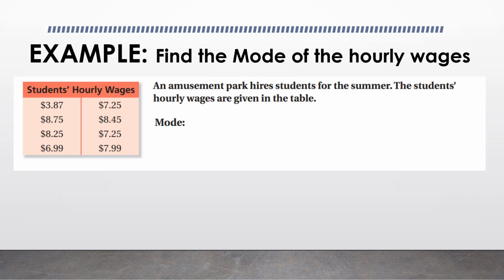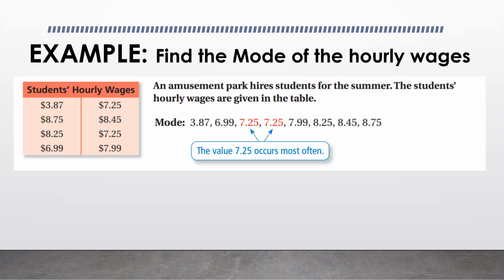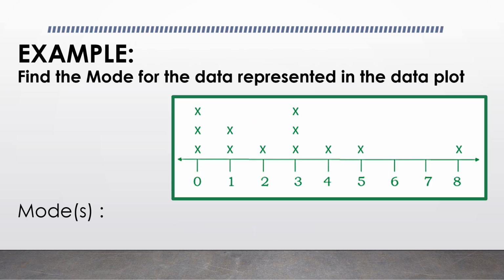Example, find the mode of the hourly wages. It's the same data set from the amusement park hires and their hourly wages. If we list our data values in order, it's easier to find values that duplicate themselves. $7.25 occurs most often, so the mode is $7.25.